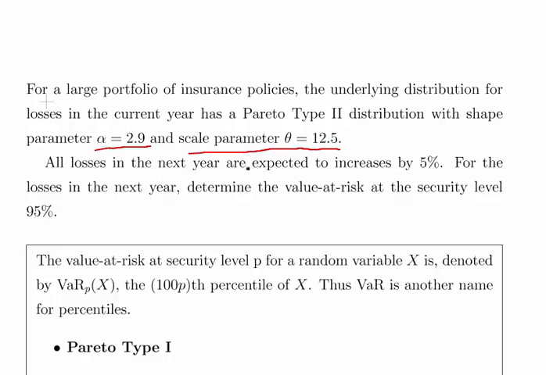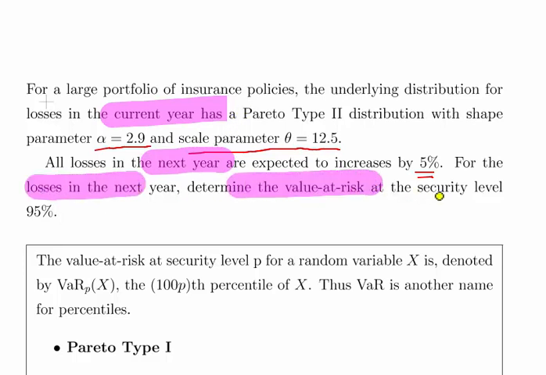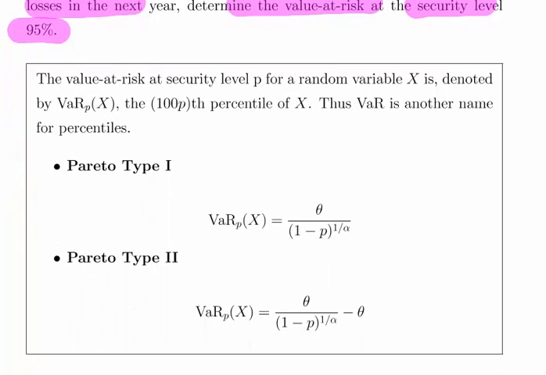All losses in the next year are expected to increase by 5%. Now, just a quick remark: current year, next year, so just watch out for that. For the losses in the next year, determine the value at risk at a security level of 95%. Okay, so it's a Pareto distribution, so essentially what we have to do is calculate this.